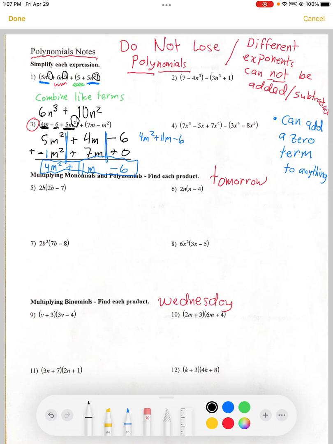Resist the temptation to write this 10n to the 4th. That's bad. Don't do that. You don't add the exponents. Those stay the same. You only add the numbers in front of the letters. Plus, our last thing that has nothing to do with anything else, 5. There is our answer.